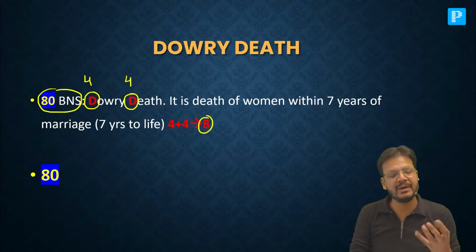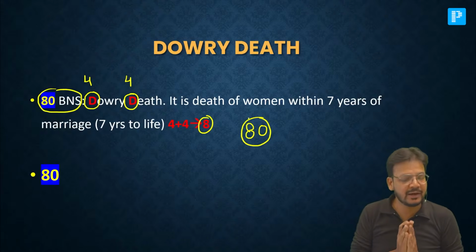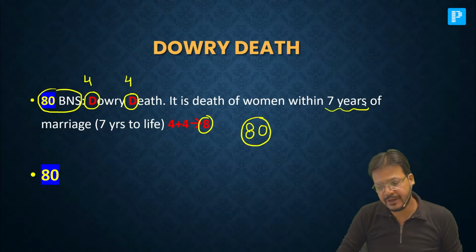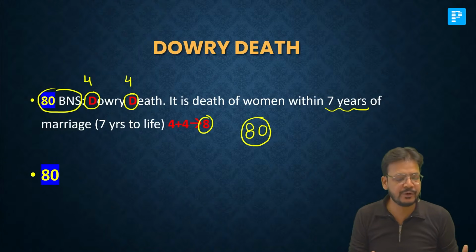80 BNS. Female dies, female becomes 0. So it is 4 plus 4, 8, and female becomes 0. That is 80 BNS. So dowry death is punishable under 80 BNS. The minimum punishment is 7 years, maximum life imprisonment. So I have made a wonderful trick for you to remember.